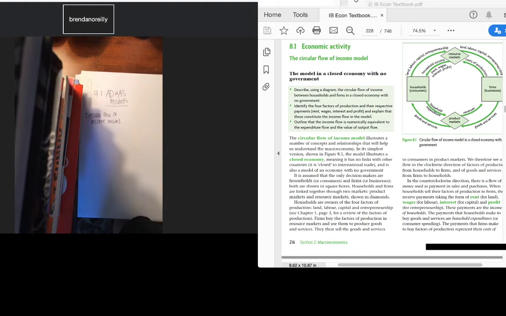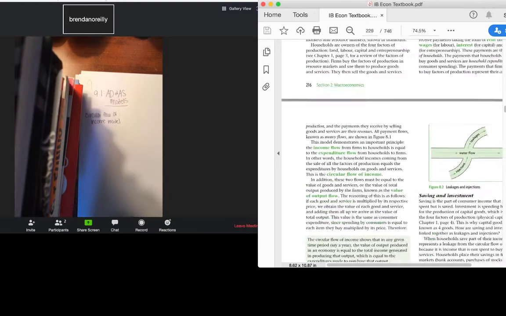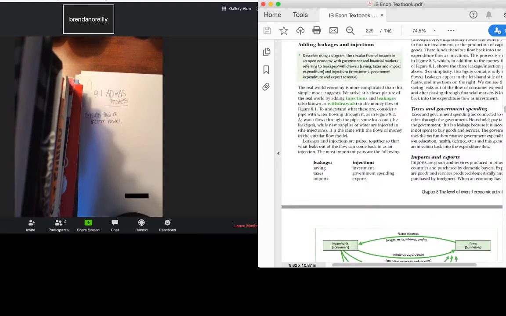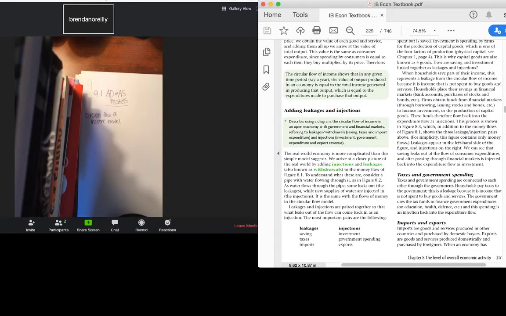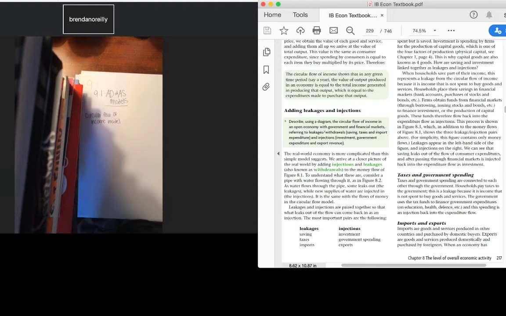However, there are things called leakages and injections. Basically, things can be leaked out of an economy. Let me scroll down. As you can see here, adding leakages and injections. Leakages can take the form of saving, taxes, and imports. Injections, which are things that can be injected back into an economy, can be investment, government spending, and exports.